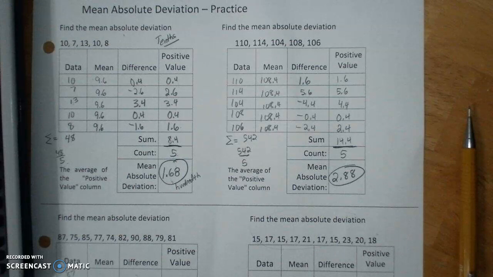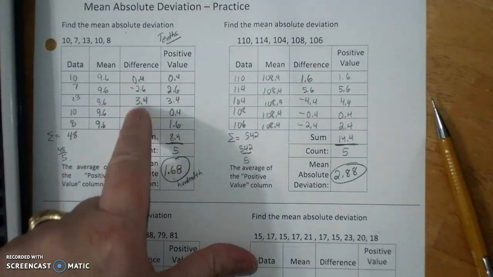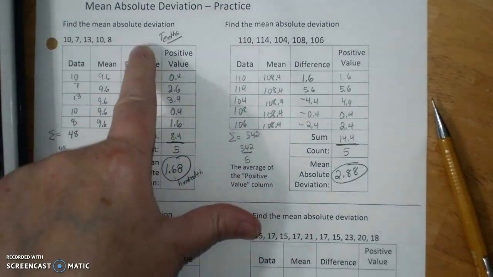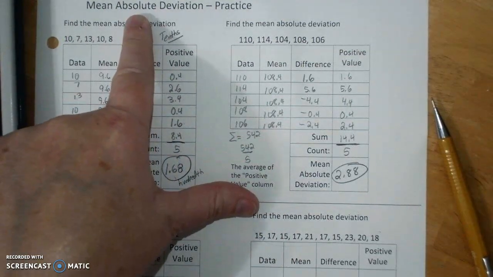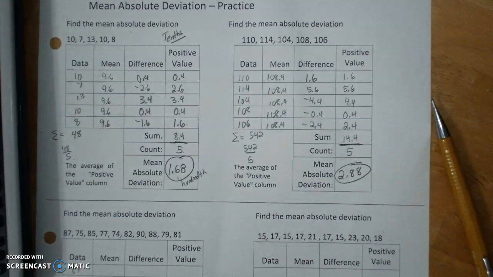So mean absolute deviation, and you'll hear me call it MAD. You're going to take the average twice, but the second average is only the positive differences. That's what we mean by absolute. So today, you're going to calculate some mean absolute deviations and have some review questions.